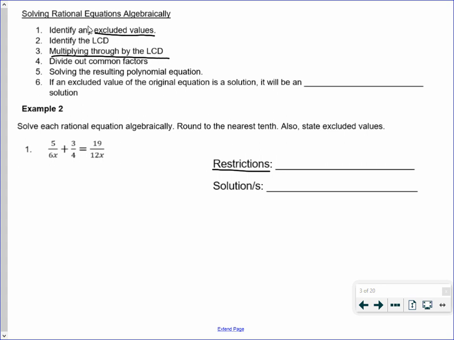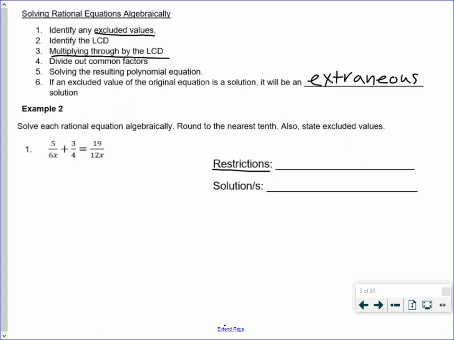our solution is actually an excluded value of the original equation, that solution is going to be called an extraneous solution. Hopefully I spelled that right. But an extraneous solution, what that means is, I don't want to say an extra solution, but it's a solution that doesn't work with the problem because it's an excluded value. Or you can think of it as a fake solution. It's not a real solution. You might have solved for it and got an x value for it, but it doesn't work with the problem, so it's not a real solution. It's an extraneous solution. Okay?